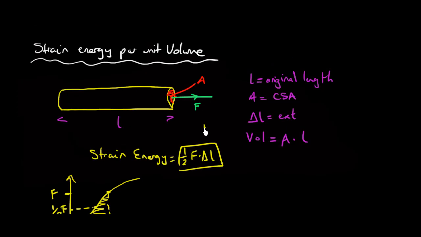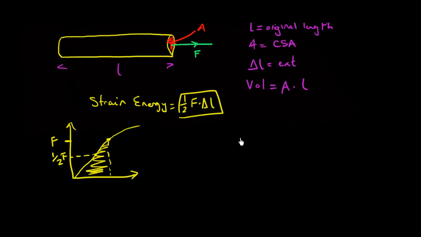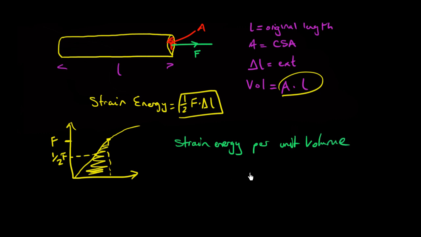So if we want to talk today in this video about the strain energy per unit volume, then we're talking about a very simple step from the one we just took. We know that this is the volume, so if we want to take the strain energy per unit volume, there's nothing else to do other than to divide one by the other. So strain energy per unit volume is equal to one half F times delta L, I've just read this, divided by AL.